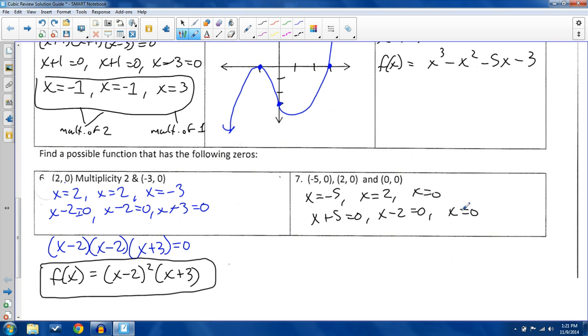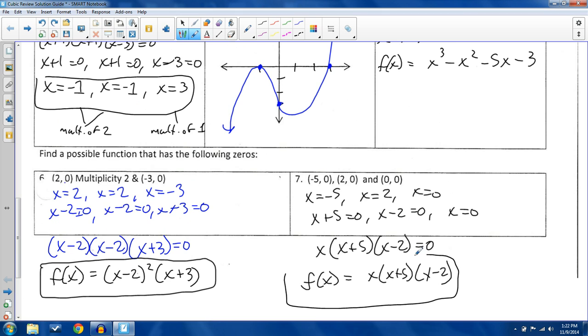I like to put this x in front here. This will be x, this guy right here. That means x times x plus 5 times x minus 2 equals 0. Or f of x equals x times x plus 5 times x minus 2. Remember, all that means is these are the values 0, 2, and negative 5 that I can plug into this equation. And no matter what, when they multiply, I would get 0 out for f of x. And that's all.